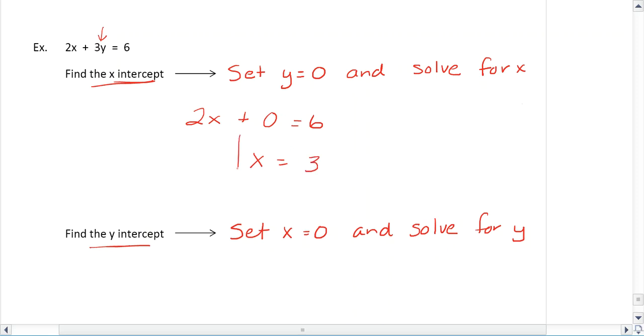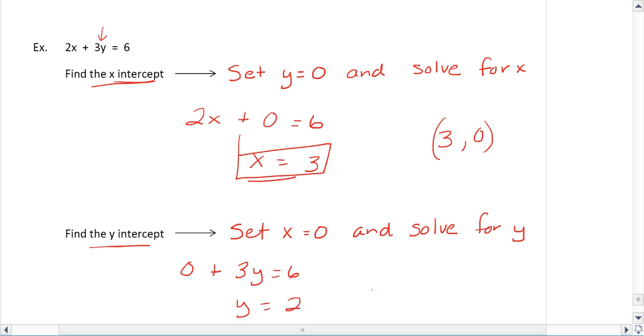So you can write that as x equals 3, or you can write it as an ordered pair of (3, 0). Don't just write 3. Be sure to say either x is 3 or a location on the graph. Then the y-intercept, put the 0 in for the x, and you'd have 0 plus 3y equals 6, and y equals 2. That's fine to state the y-intercept that way, or you could write it (0, 2).